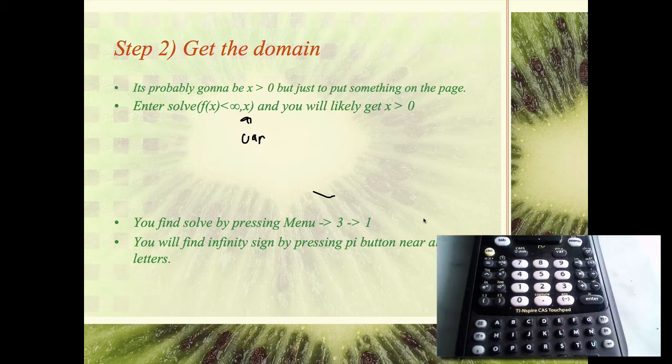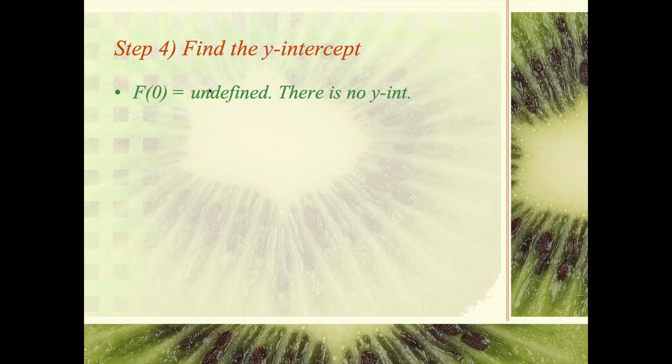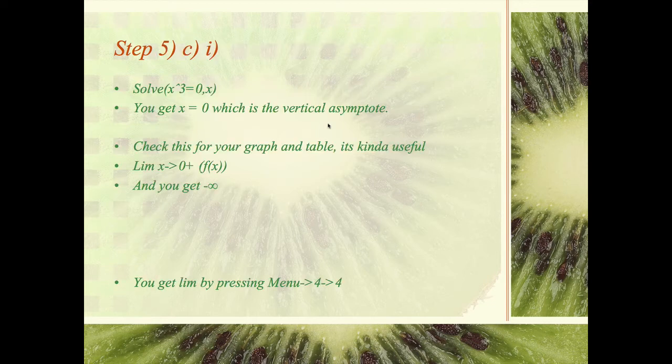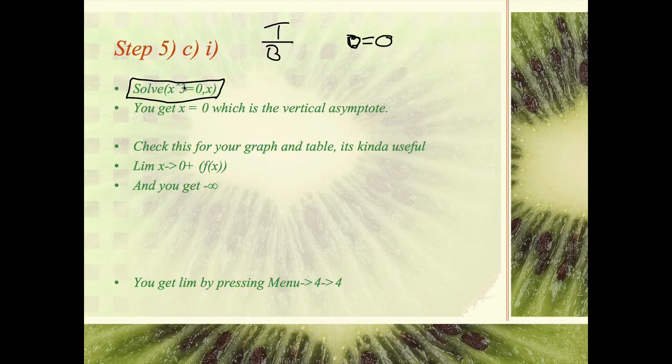To find the infinity sign, you just have to press right here near the letters. Okay, so to find x-intercepts, you put in solve of f of x equals 0 comma x, and get x equals 1, that's easy. And f of 0 is undefined, so there's no y-intercept. To find the vertical asymptote, if there's a function with top over bottom, you do bottom equals 0. So do x cubed equals 0 comma x. That's what you have to put on your page as well as the calculator. Then you get x equals 0, and check this with a graph and table. It's kind of useful. Do that as well and write it down.